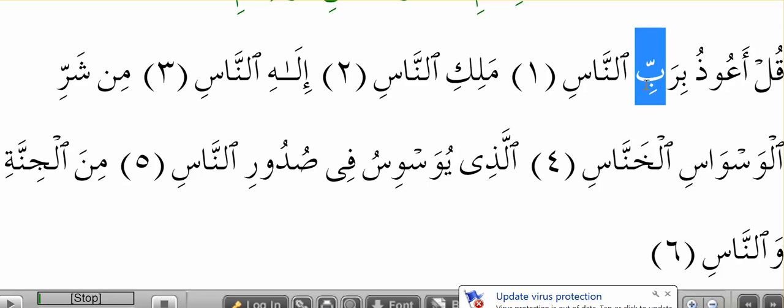Why is there a kasra on the ha in Ilahin Nas? Because it takes the place of Rabb, it is a badal. Okay, finally, why is there a single kasra on the seen in An-Nas? An-Nasi. Why is there only one kasra? It has Alif and Lam in front. When you have Alif and Lam, drop the tanween.